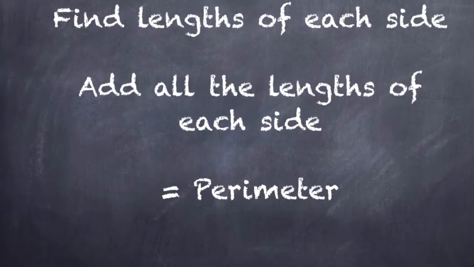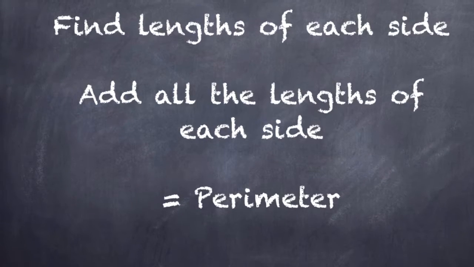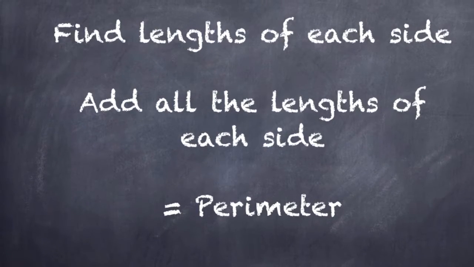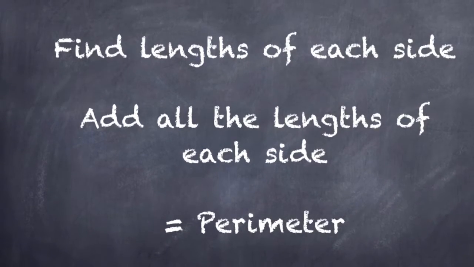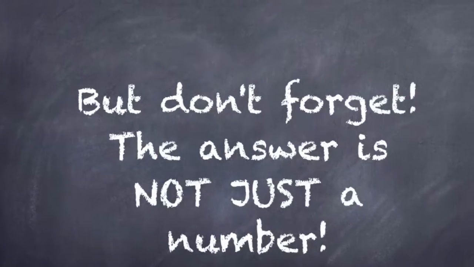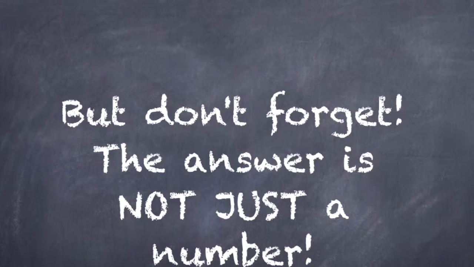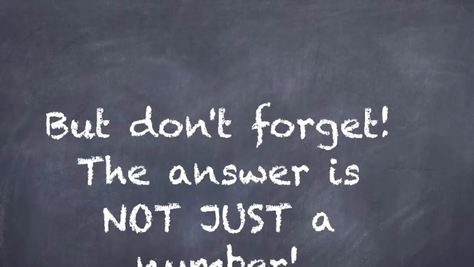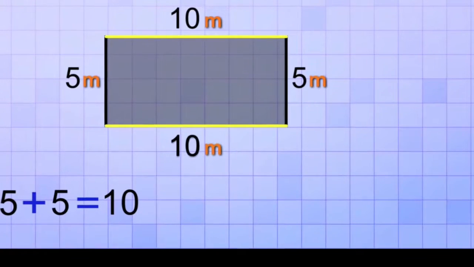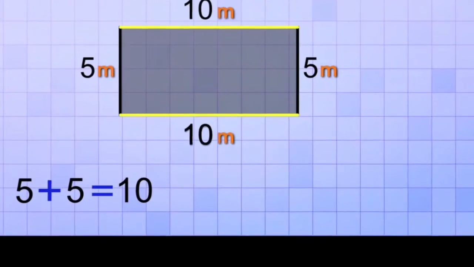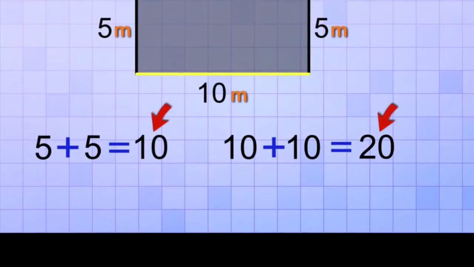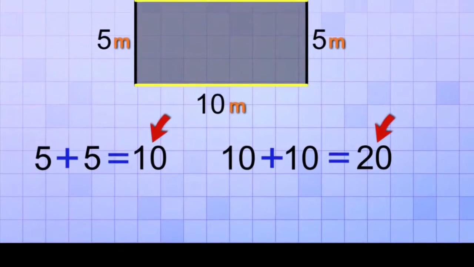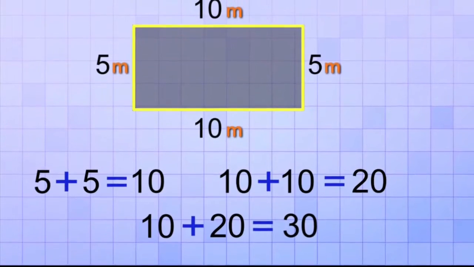It's simple. To find the perimeter of a polygon, like a square or a triangle, you would find the lengths of each side, add them all up, and always make sure your answer has the units you measured the lengths with. For example, this rectangle is being measured in meters. We add the lengths of each side, and once we do the math, our answer would need to include the unit measure of meters.